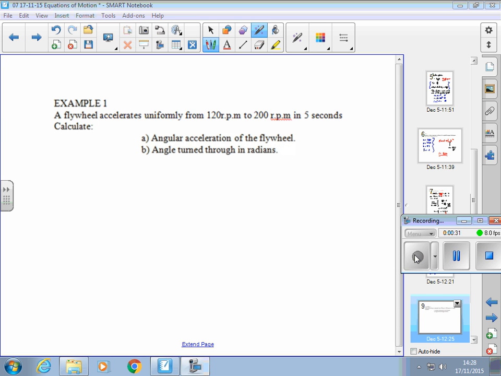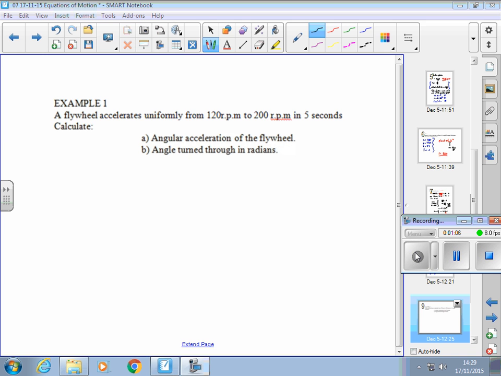What do we know? So we know the initial what? Is that a velocity? 120 RPM? No. What does RPM stand for? Revs per minute. What do you think that's a unit of? No. Nothing we've mentioned quite yet. Frequency. RPM is a unit of frequency.